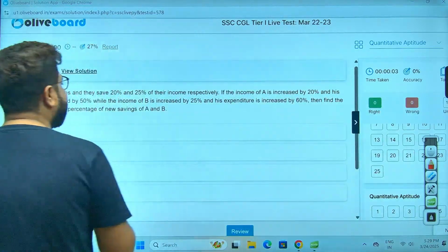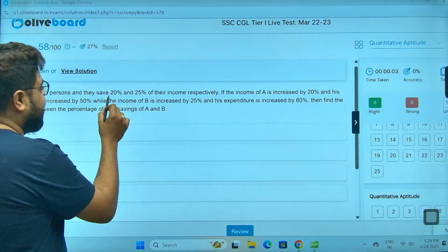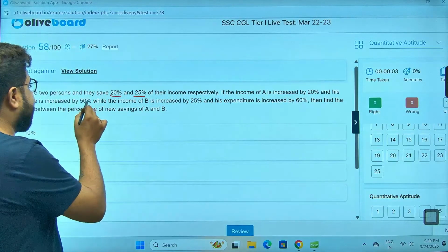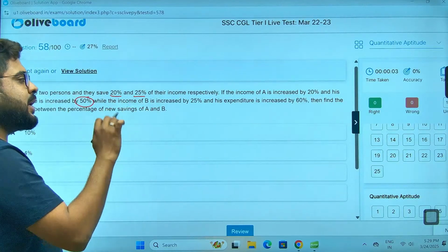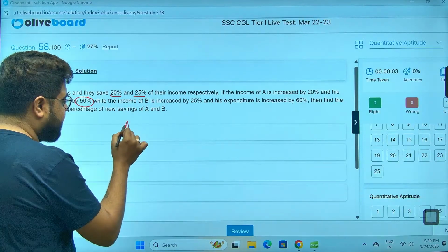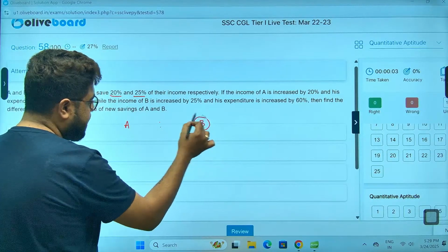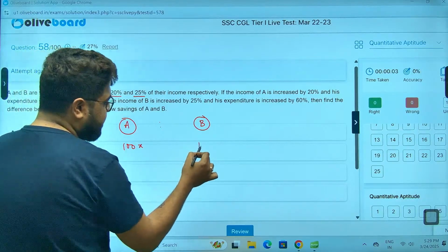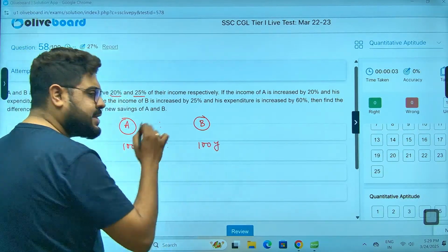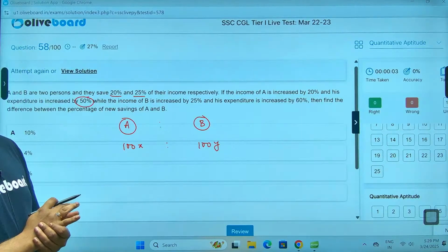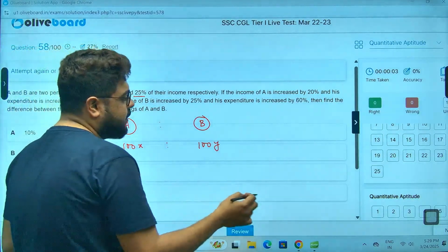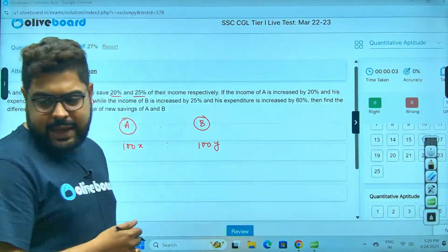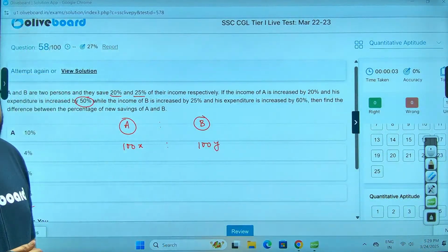A and B save 20% and 25% of their income. Income of A increased 20%, expenditure also increased. That means we'll talk about expenditure. Income of A, I'm taking 100x. Income of B, I'm taking 100y. We could have taken both as 100, but that will create some confusion in our own mind. So it's better we do it like this.